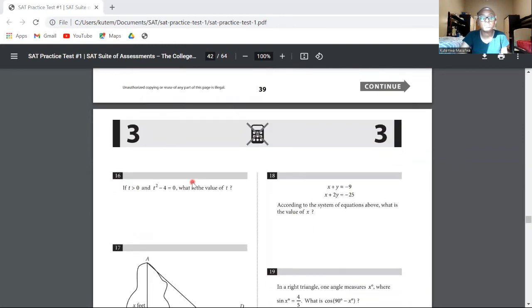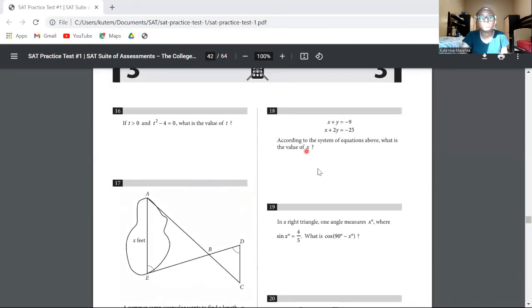Skip to number 18. Also, an equation, very important concept here. It says, according to the system of equations above, what is the value of x? Now look at this, okay? x is equal in both. And remember what we said, you just need to directly subtract and you get rid of the x and you find the value of y straight away. But what are they asking you? Value of x. So here you just need to be very careful in solving.